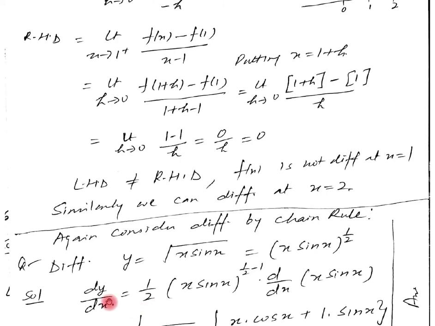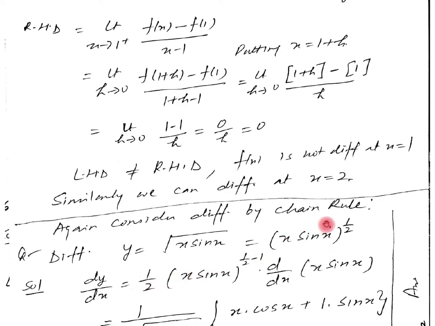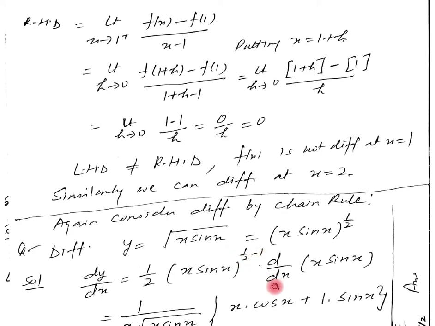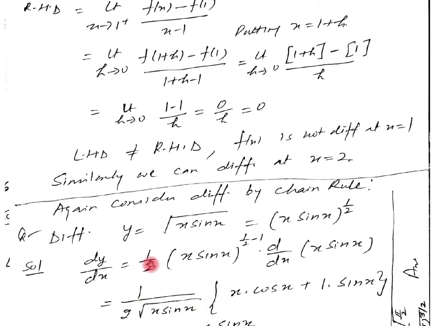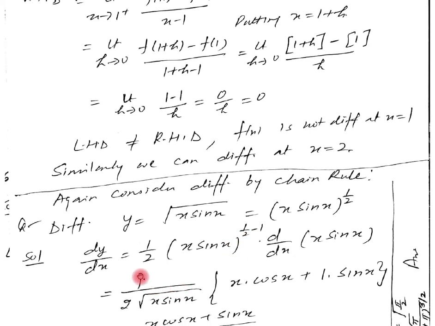Now when I am differentiating, I have to apply the chain rule. The first is the whole power. It means the derivative of this is 1 upon 2, x sin x to the power 1 by 2 minus 1, into the derivative of x sin x. Is it clear? Now simplifying here, 1 by 2 minus 1 is minus 1 by 2. This power can be written as 1 by 2 under root x sin x.